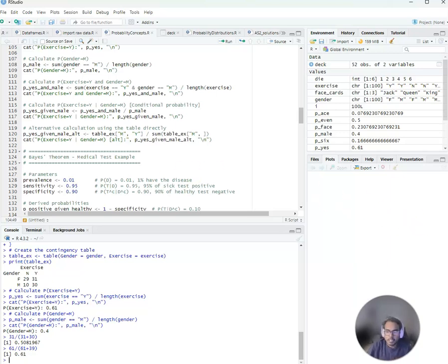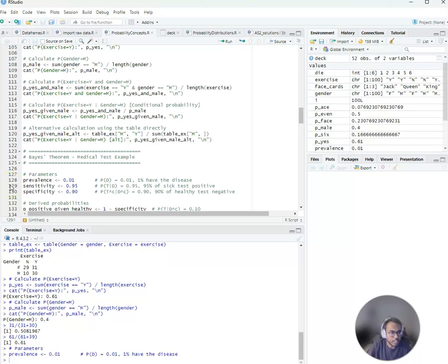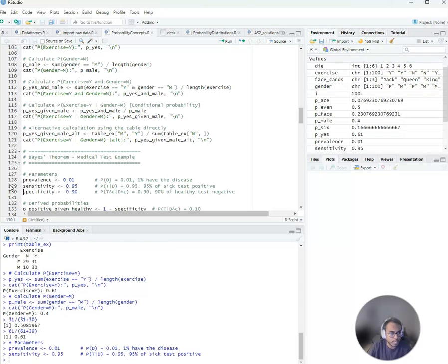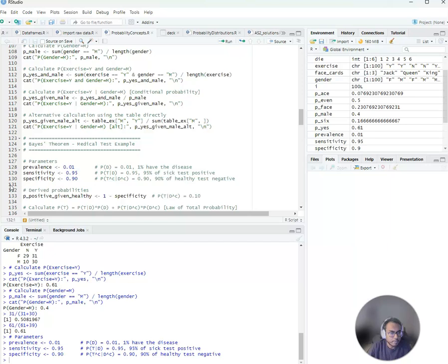We then implement the medical testing example from our slides, where we have a disease with 1% prevalence, a test with 95% sensitivity, and a 90% specificity. So we set the prevalence at 0.01, which is 1%, sensitivity at 0.95, and specificity at 0.9. So what is the derived probability?